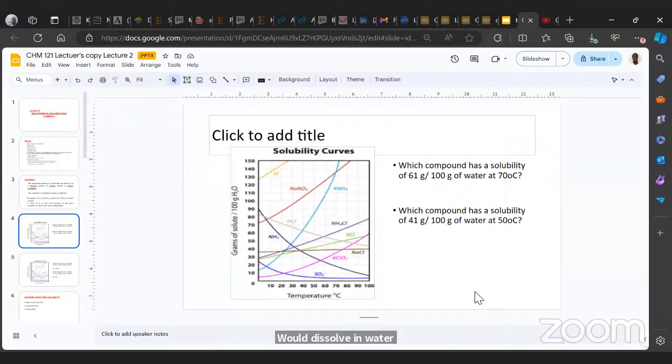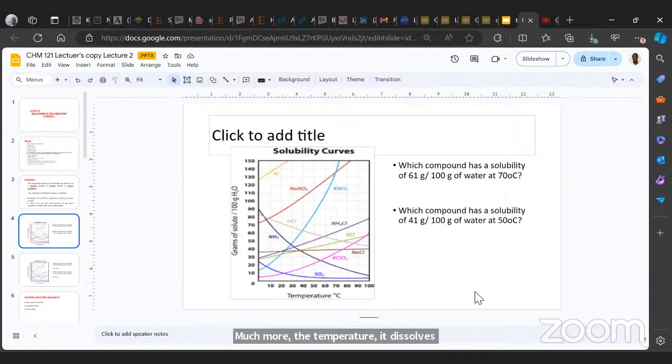Now let's look at sodium nitrate. Sodium nitrate at 0 degrees Celsius, 70 gram would dissolve. As you increase the temperature, much more would dissolve. As the temperature increases, it dissolves more.